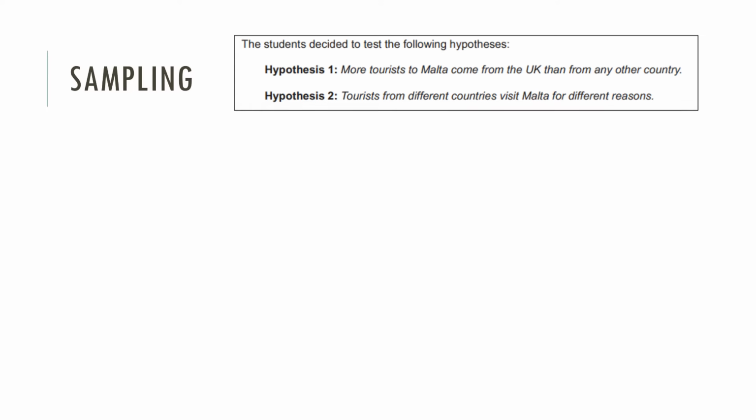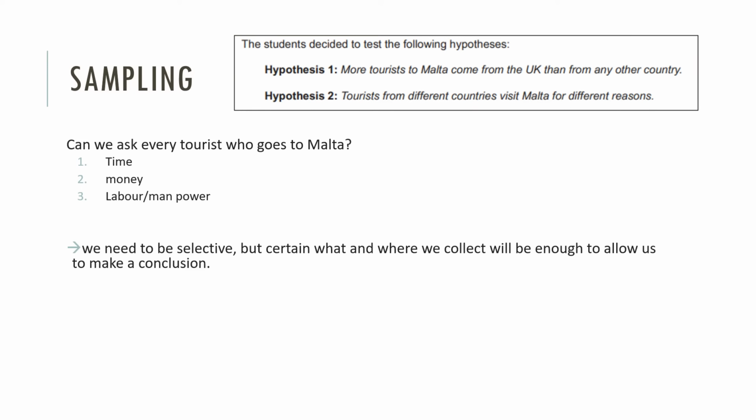Here's a hypothesis. Students decided to test the following hypothesis. Can we actually, think about this, ask every tourist who goes to Malta? That's impossible to do. It would take far too much time, money, you would have to have a huge variety of people that are manning the ports and airports, to make sure every person to ask. Again, requiring a lot of people. So obviously we can't do that. So that's why we have to be selected.